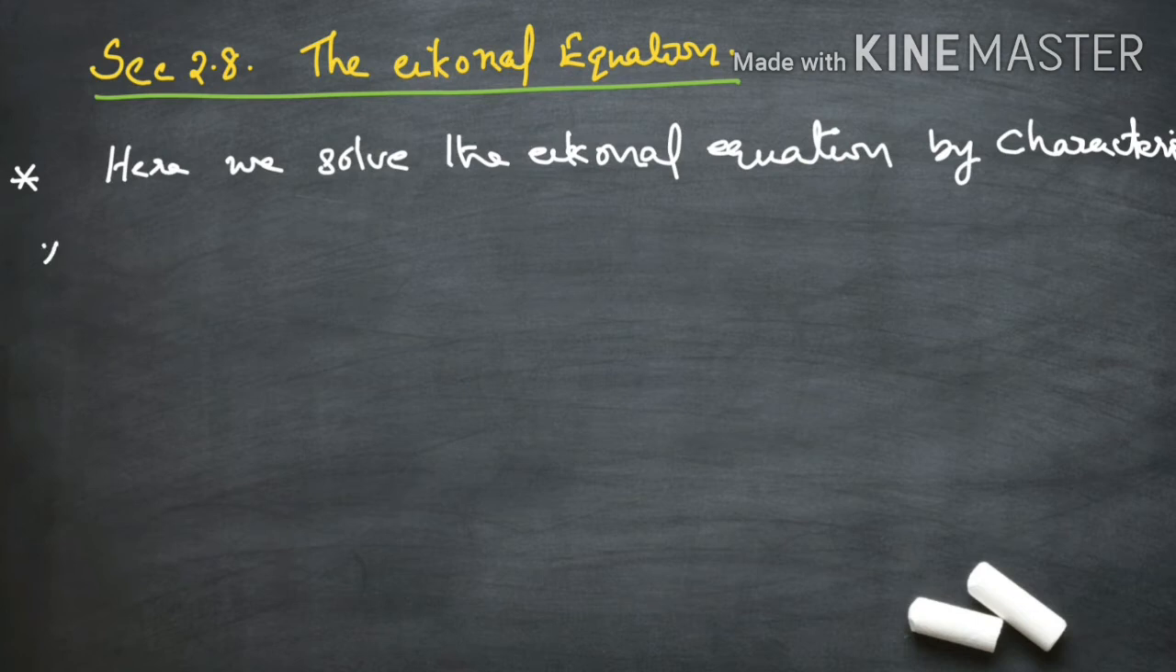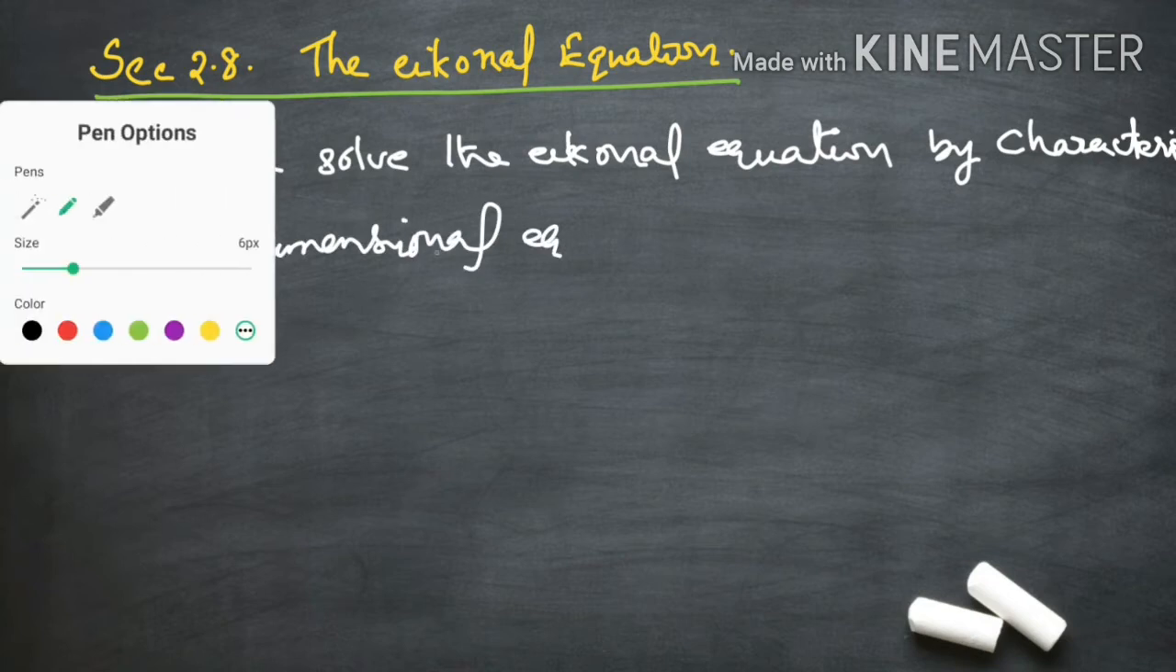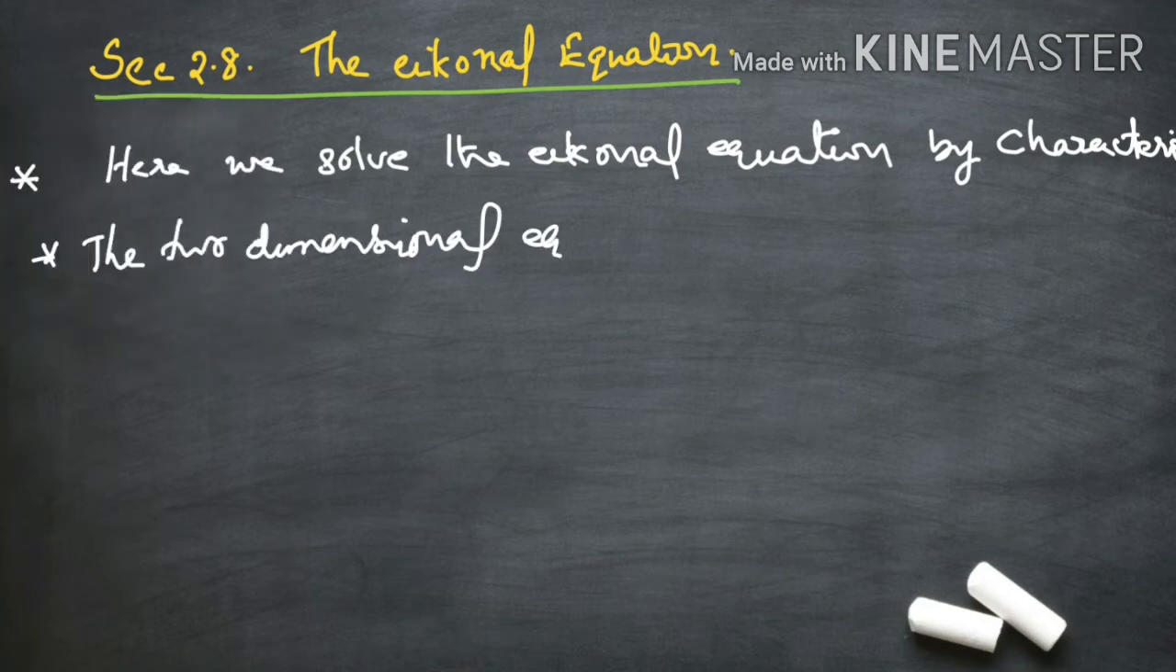The two-dimensional eikonal equation. This eikonal equation we have just explained in the first chapter, so I'm not going into further details or explanations about the equation. You can refer to chapter 1 for further clarifications.